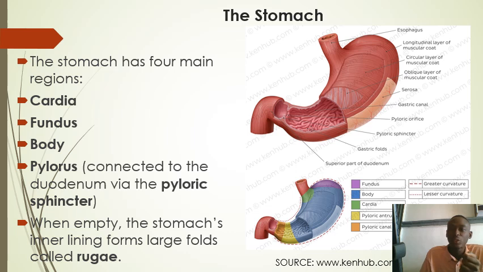So here is the structure of the stomach. The stomach has four regions: the cardia, the fundus, the body, and the pylorus. In the lower section of the image, we can see the cardia represented in green. The fundus is represented in pink, I think, and the body is represented in blue, while the pylorus is represented in yellow. When the stomach is empty, the inner lining forms large folds called rugae.